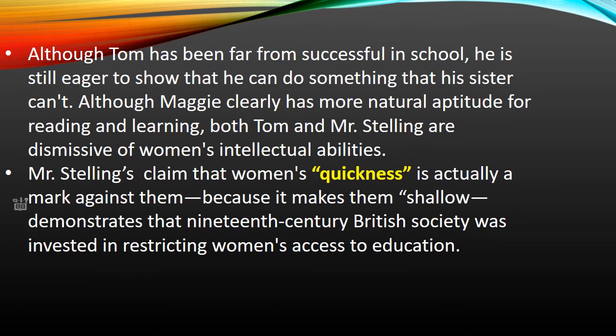Although Tom has been far from successful in school, he is still eager to show that he can do something that his sister can't. Although Maggie clearly has more natural aptitude for reading and learning, both Tom and Mr. Stelling are dismissive of women's intellectual abilities. Mr. Stelling's claim that women's quickness is actually a mark against them because it makes them shallow demonstrates that 19th century British society was invested in restricting women's access to education.